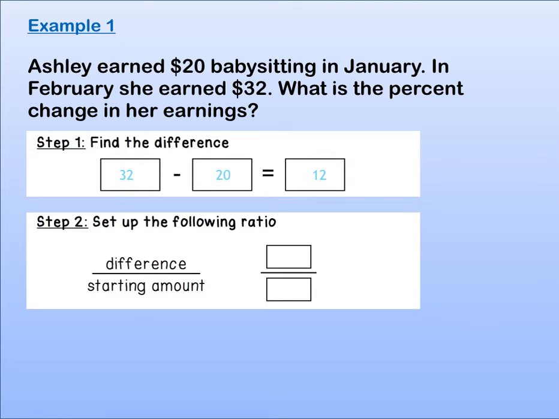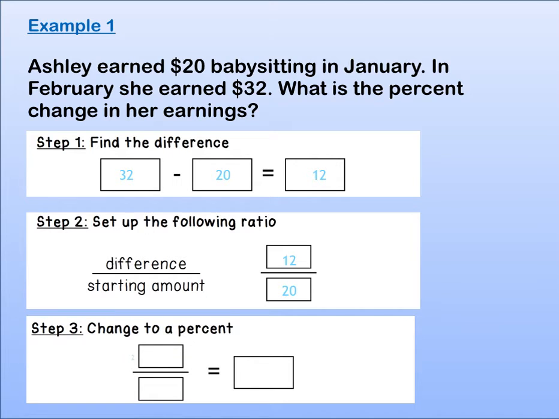Next, we set up a ratio. After we found the difference, we're going to divide that by the starting amount. She originally made $20 an hour. So let's change that to a percent. 12 divided by 20 is 0.6 or 60%.